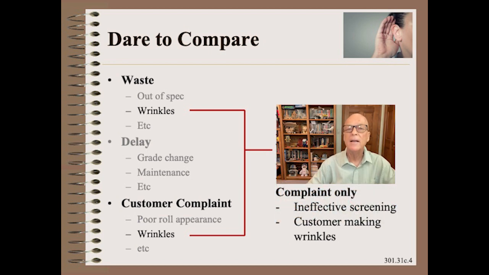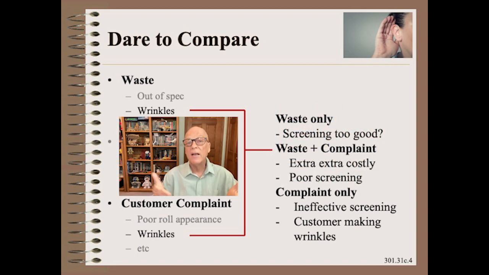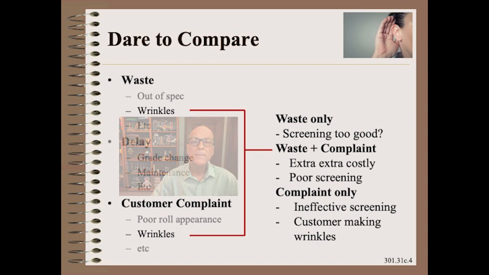On the other hand, if you see wrinkles only showing up at the customer, then perhaps screening is ineffective, or the customer's machine or process is actually making the wrinkles. Finally, if you see wrinkles showing up in both waste and complaint problems, you have a problem that is extra costly. The second, or extra, is what we will cover next.